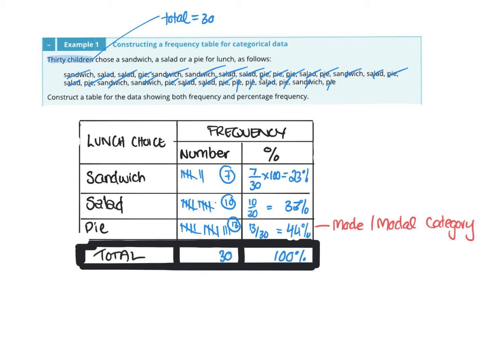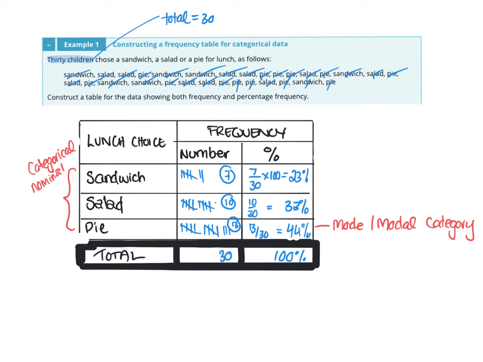So this lunch choice, what type of data would we call that? I've already said it. It's categorical, isn't it? And is it nominal or ordinal? Nominal. Okay, just to help you out so you can practice doing that. All right, so you can see it's a good way.